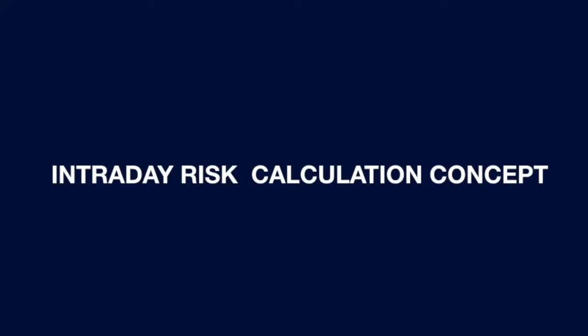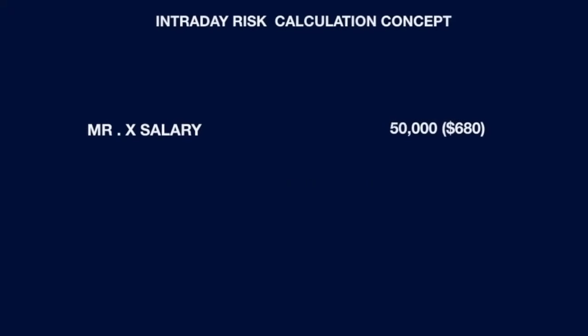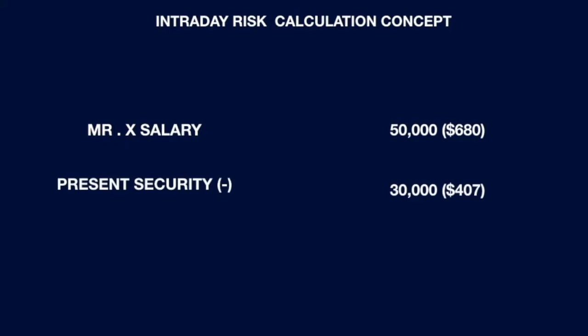Intraday risk calculator concept. I will explain this calculation with an example. You can make changes to the calculation according to your financial situation. Okay? So let us start. Let us say Mr. X's salary per month is 50,000 rupees and his monthly expense including his rent and food expenses is equal to 30,000 rupees. This is for his present security. So month on month he needs 30,000 rupees to manage his expenses of the month.